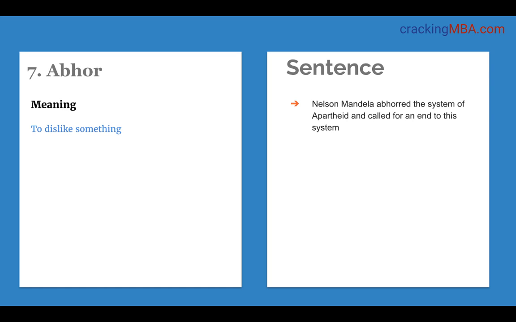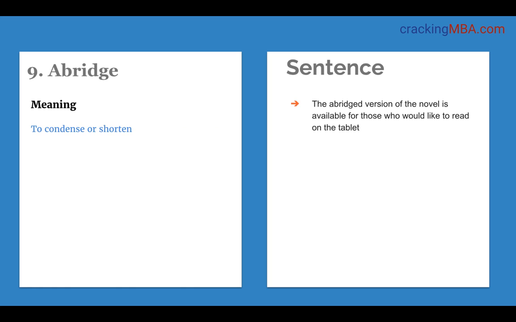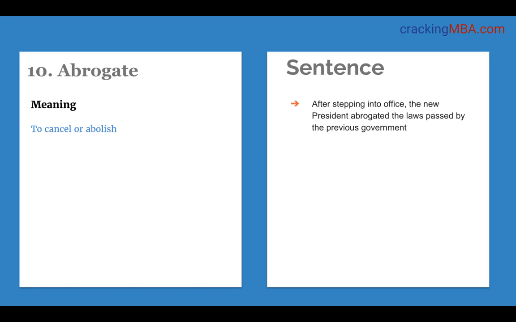Abhor means to dislike something very badly or very deeply. Nelson Mandela abhorred the system of apartheid and called for an end to this system. Aboriginal means to be the native or the first of its kind in a specific region. For example, the Aboriginal Indians were very meticulous in their methods of gathering food. Abridge means to condense or shorten. The abridged version of the novel is available for those who would like to read on tablet. It means to condense a longer form of a given novel. Abrogate means to cancel or abolish something, usually laws or decrees. After stepping into office, the new president abrogated the laws passed by the previous government.